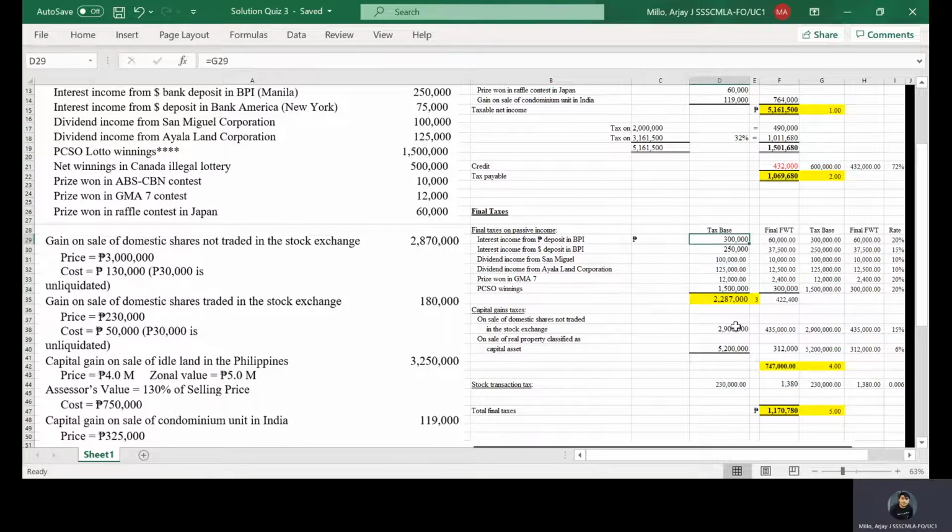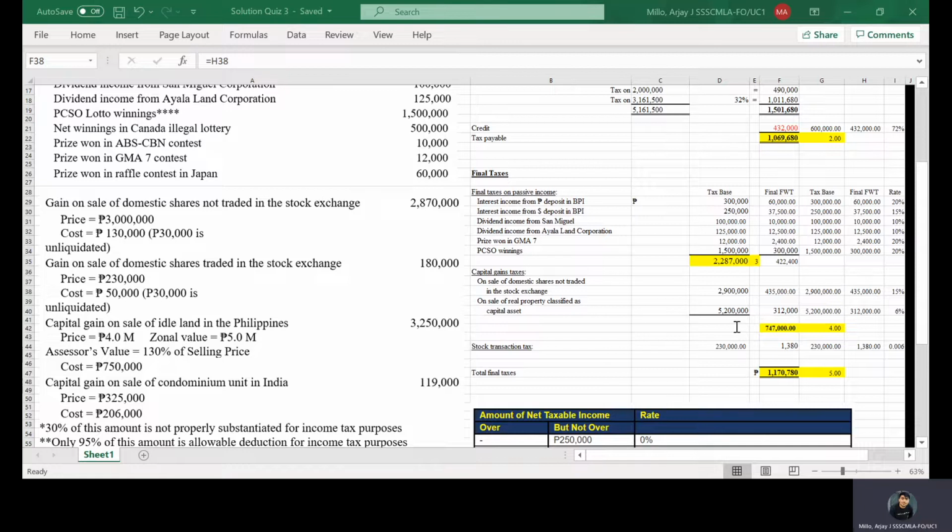I-add lang natin lahat ng tax base: 300,000, 250,000, 100,000, 125,000, 12,000, and then 1.5 million. So that's total of 2,287,000. So that's the answer for number 3. Yung iba ang sinagot, eto, yung 422,400. Pero hindi naman yun yung tinatanong ng problem. Ang tinatanong ng problem is what are his total income subject to final withholding tax. So ito yung income. Ito yung final withholding tax. So magkaiba yon.